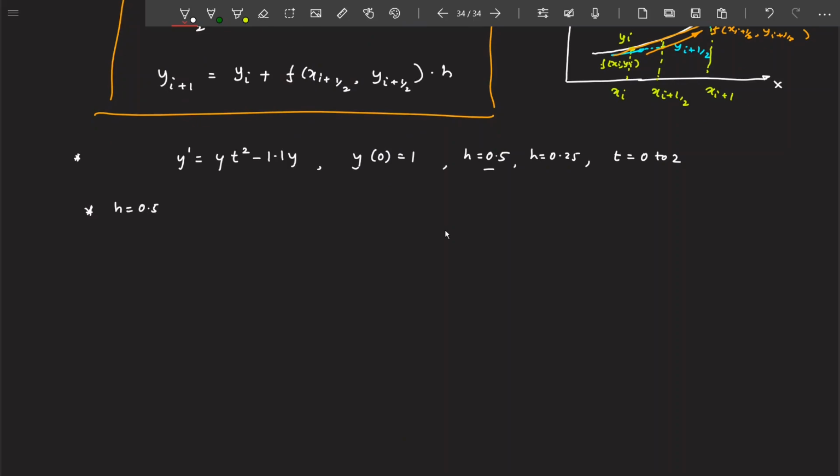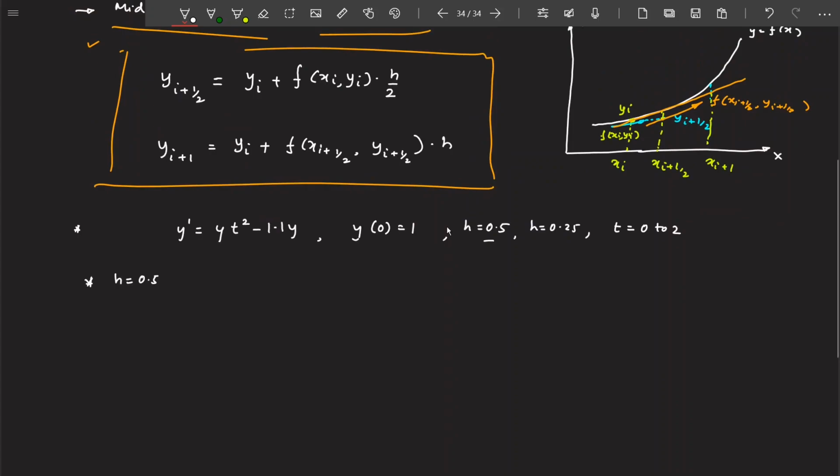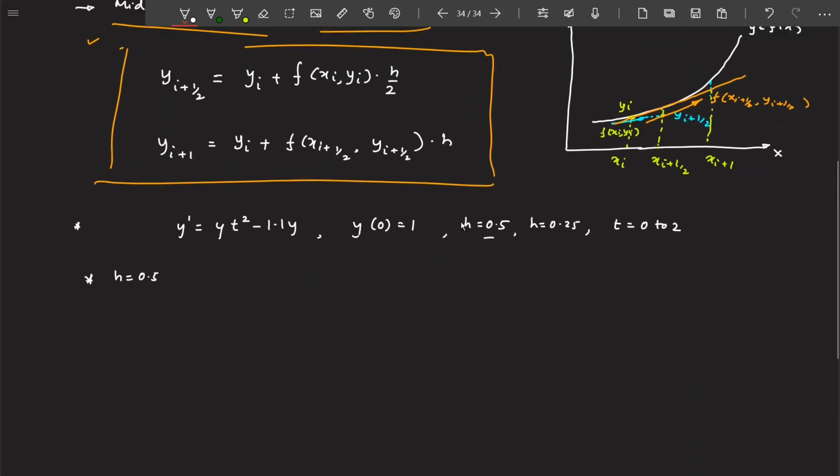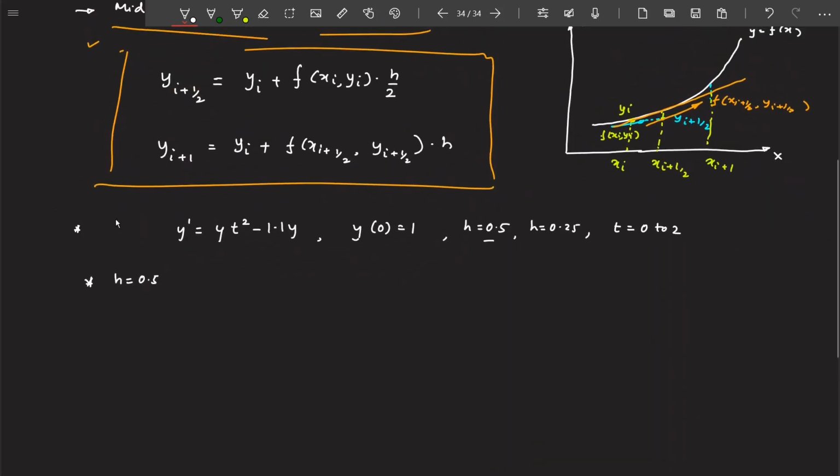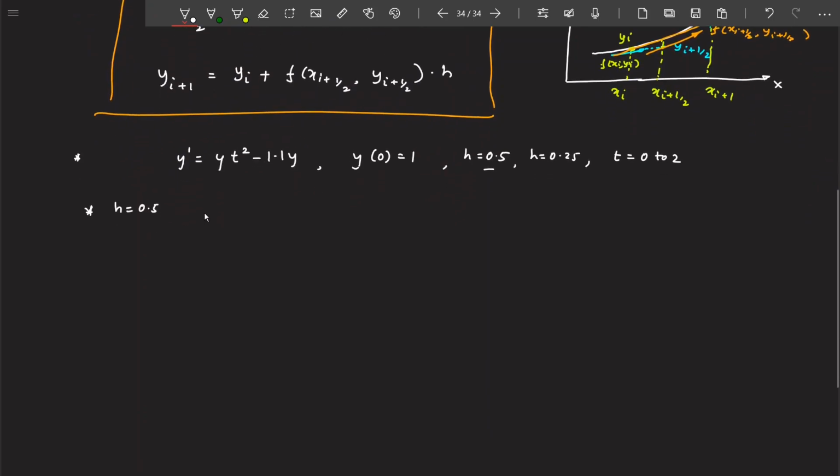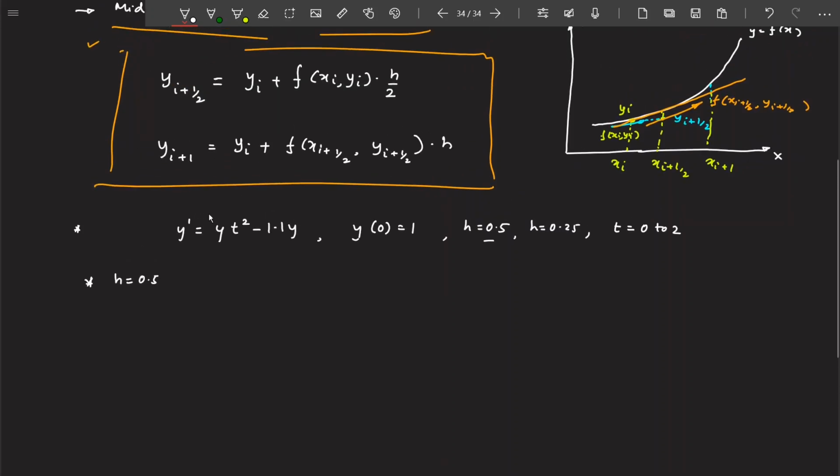I'll solve for h is equal to 0.5. Once you understand for h is equal to 0.5, you can extend it to 0.25, and I'll also show you the plot of how the solution to this differential equation looks when we solve it by the midpoint method.